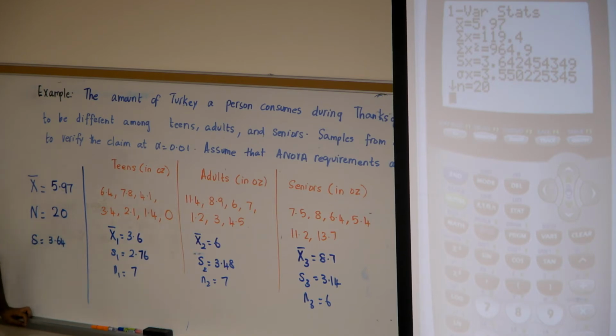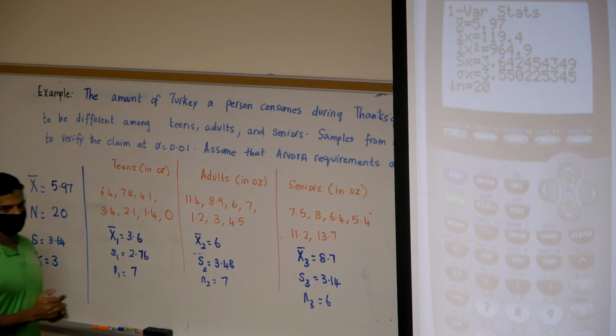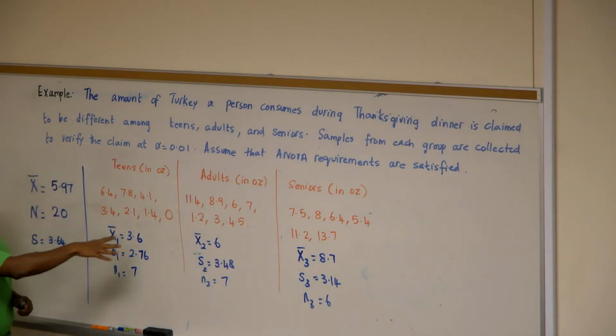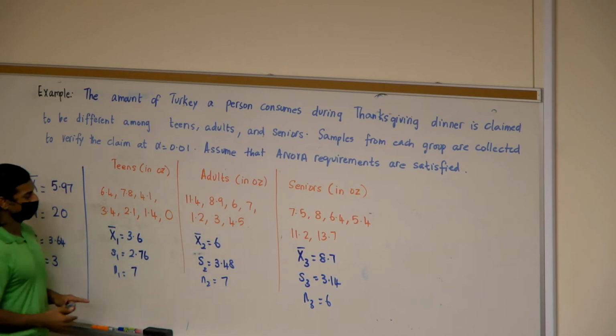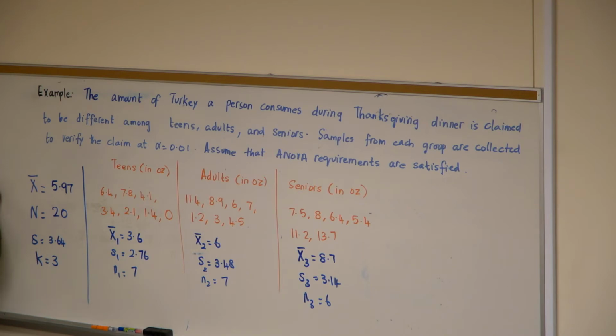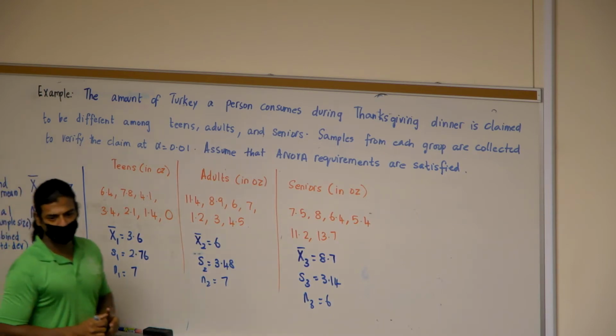We need K. What is K? K is the number of groups. How many groups do we have? 3. So we found the individual means for the three groups, teens, adults, and seniors, the individual standard deviations, the individual sample sizes, which is obvious. X bar is the grand mean, which is the mean of all observations combined. N is the total sample size. S is the combined standard deviation. And K would be the number of groups.